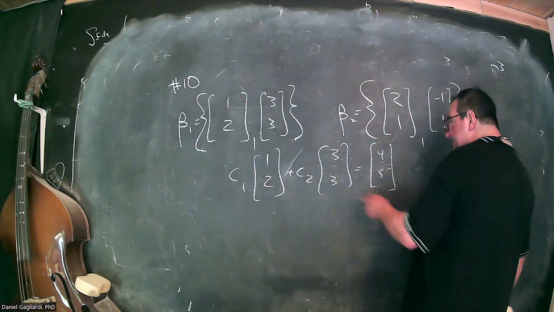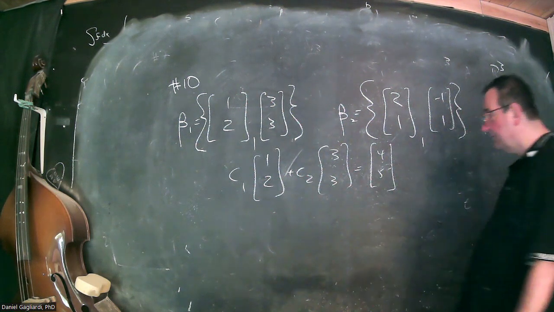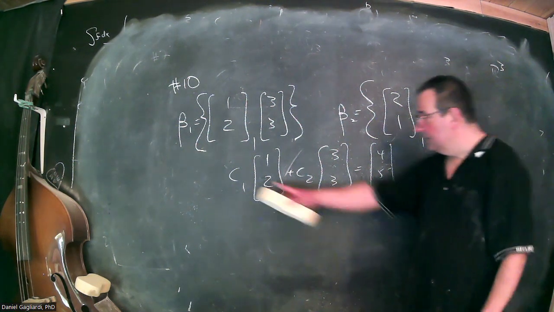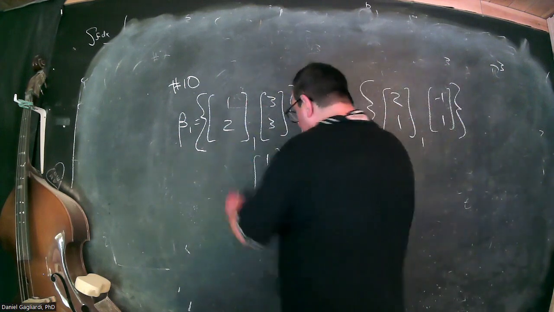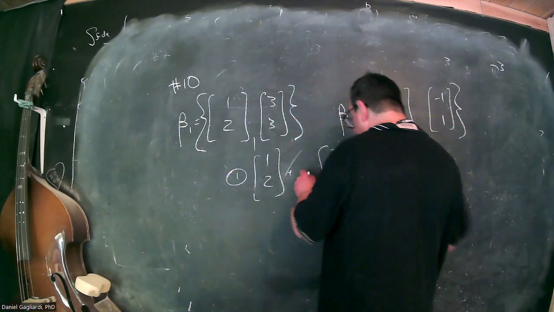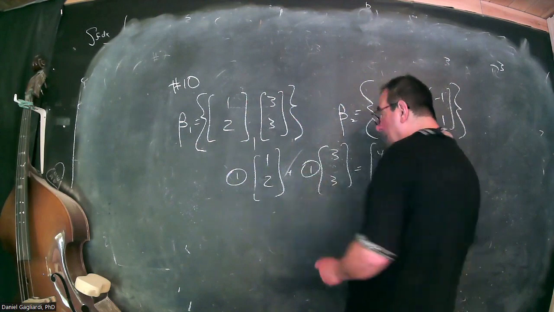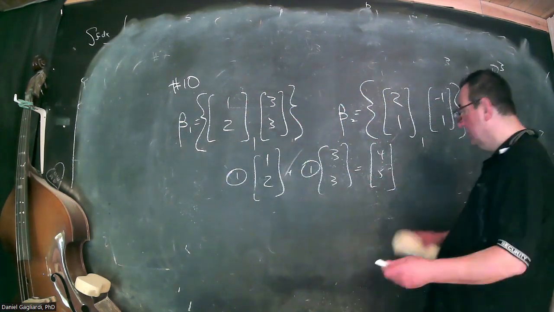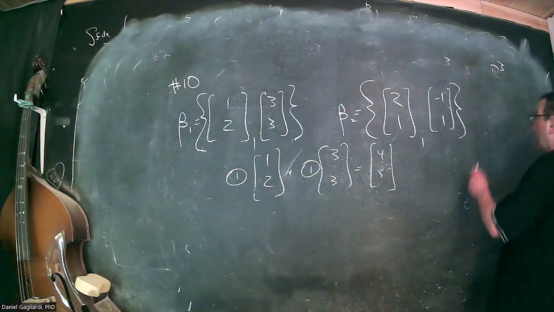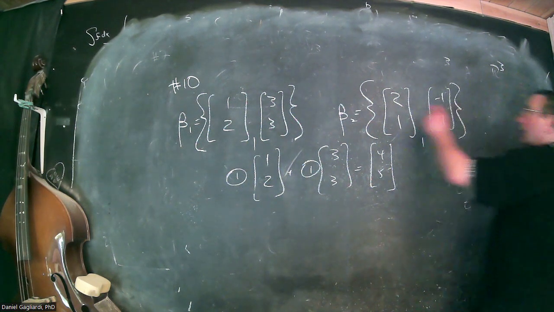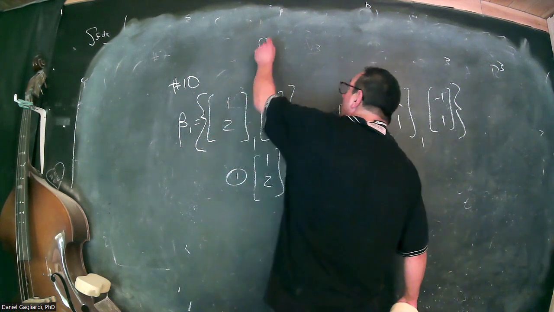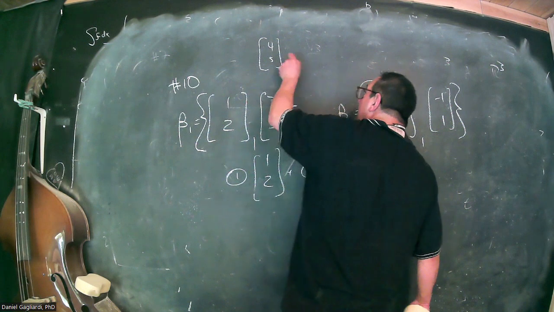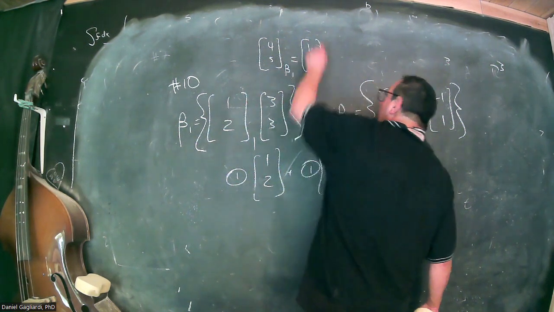I don't even need to use an augmented matrix, because I can see that 1 c1 plus 1 c2 is going to carry us to the vector (4, 5). Right, it'll save us a little bit of trouble. Can you see that? If I let c1 be equal to 1, and I let c2 be equal to 1, then 1 plus 3 equals 4, and 2 plus 3 equals 5. Great. Therefore, the coordinates of (4, 5) relative to beta 1 is equal to (1, 1).